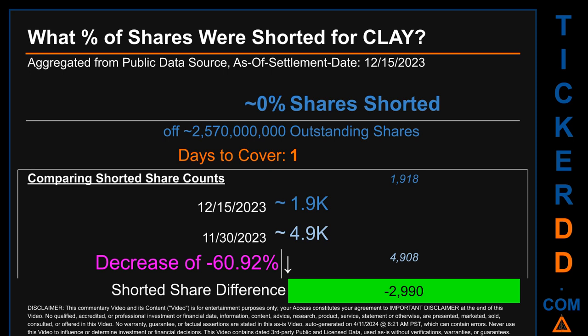When I compare the current 2-week period data snapshot against the previous period, ending in settlement date, November 30, 2023, I find that the current snapshot had roughly 3,000 less shares shorted. This means that, compared to the previous snapshot, the current snapshot has a decrease of minus 60.92% of shorted shares.